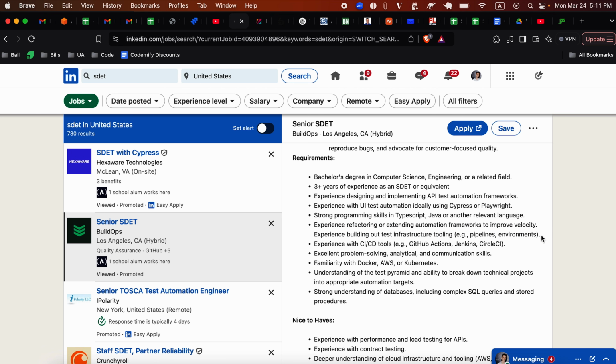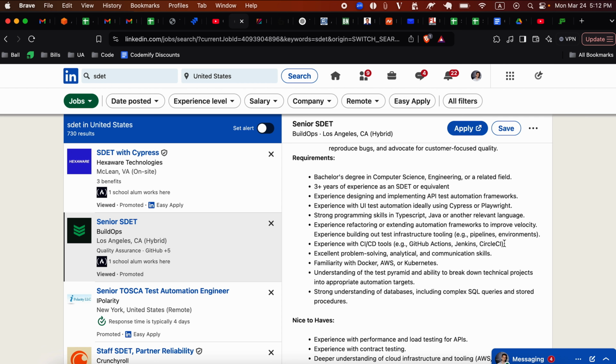Next one. Experience building out test automation tooling, test infrastructure tooling, pipelines, environments, etc. GitHub Actions is the most popular one in the world, as far as I know, right at this moment. Jenkins and CircleCI are slowly fading away with the newer tools such as GitHub Actions, such as GitLab and AWS CI. I forgot the exact names. But either way, those tools are still popular, but GitHub Actions is definitely a leader on this market.